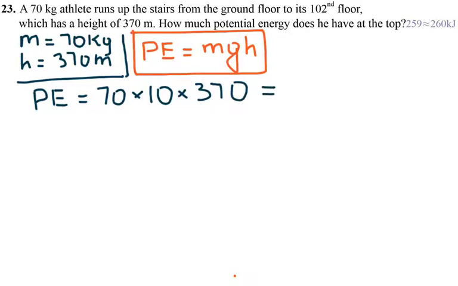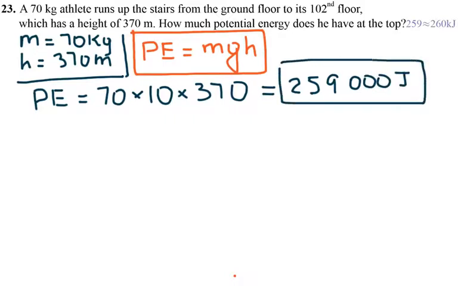So that number will be, let me get it quickly here, 70 times 370, times g, which is about 259,000 joules. So an athlete had to do work.